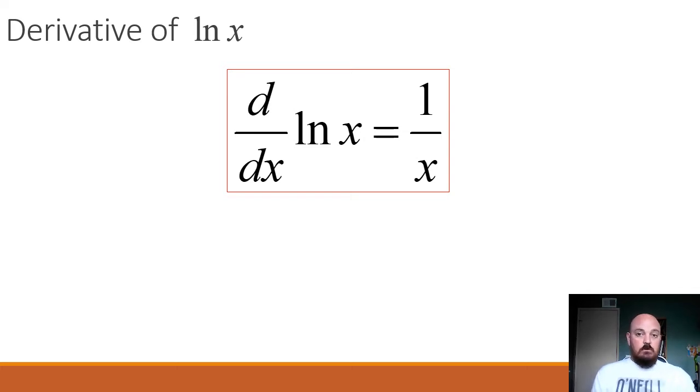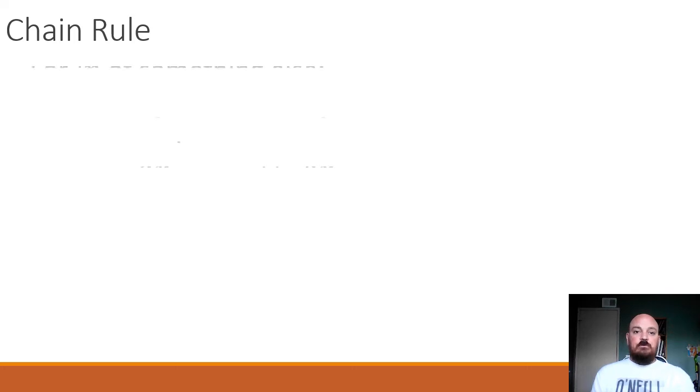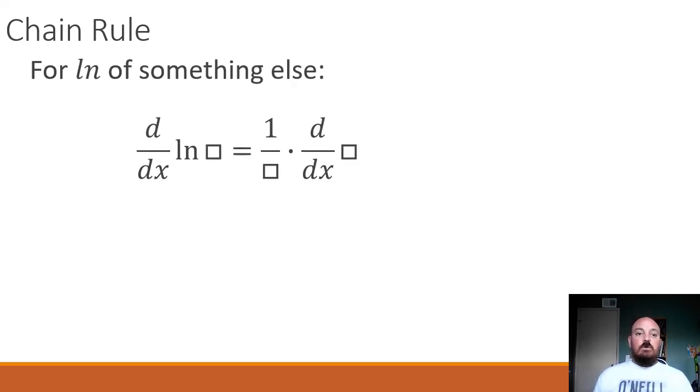Now, from there, we can do the same thing we did with e to the x. We can apply chain rule. So for example, if you have the natural log of something else, anything else, the natural log of 2x, the natural log of x squared, the natural log of sine x, maybe later on after we've learned the trig derivatives, natural log of anything else. What you get is 1 over whatever that thing is, times the derivative of that thing.